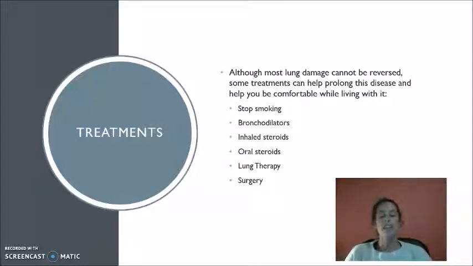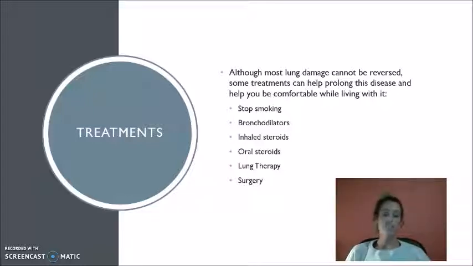A lot of medicines do the same thing. Bronchodilators are usually what you take in an inhaler, and this medicine helps to reduce inflammation and relax the muscles around the tubes, so that you won't feel pain and they won't keep inflaming and ruining the tissues in your lungs. Inhaled steroids and oral steroids are kind of the same thing.